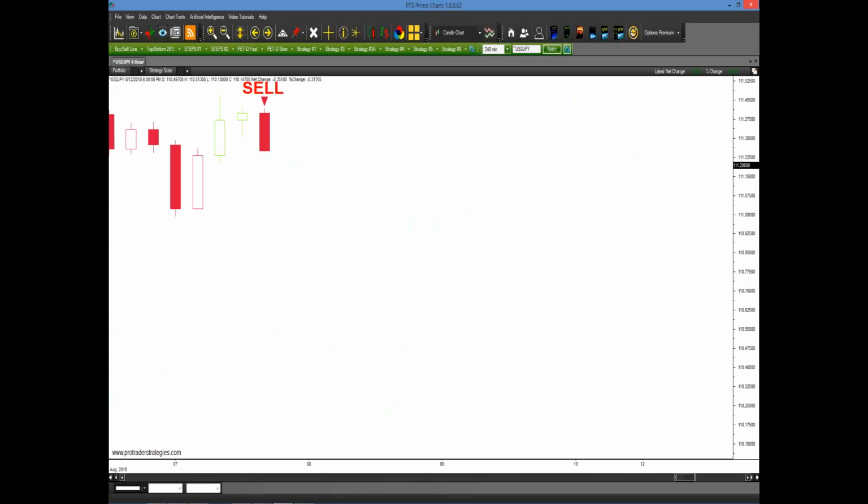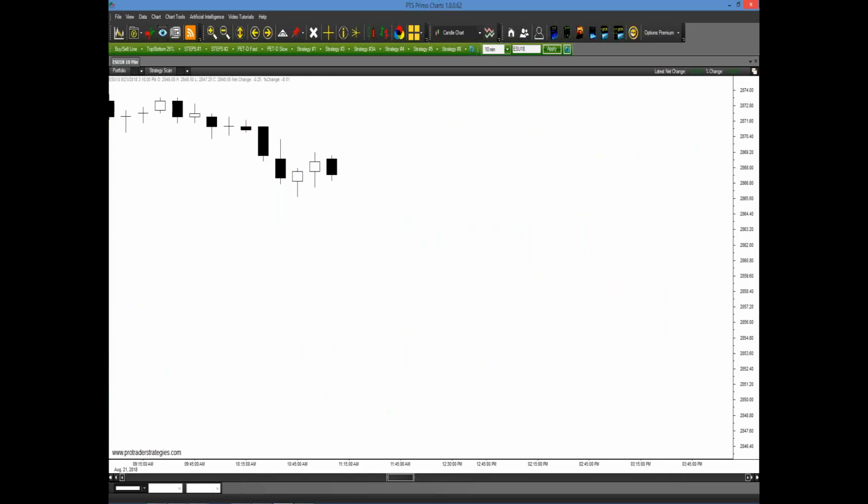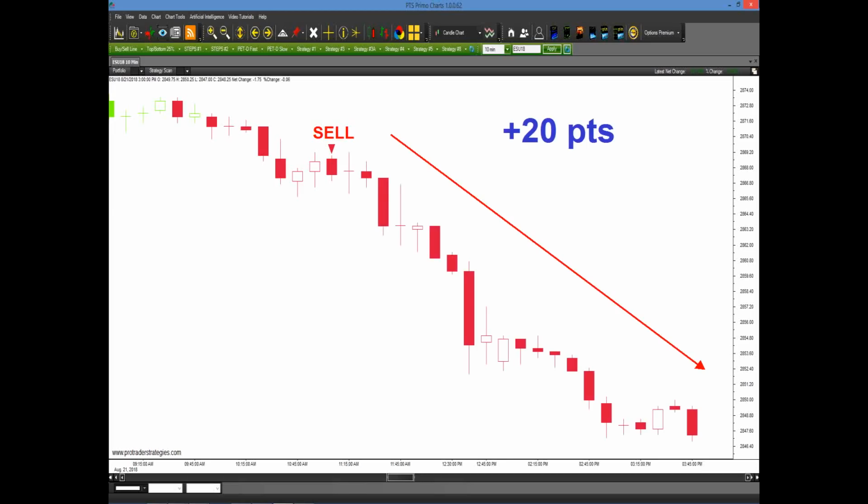All right. How about a 4-hour scan? You can scan intraday as well. Here was a sell signal, a 4-hour sell signal using our candlestick combination in the dollar yen. 100 pips in the next 2 or 3 hours. If you trade the E-mini futures, here's a 10-minute chart of the E-mini. You apply the PET D, you scan for strategy number 5 setups, and there was a sell setup. It was confirmed by the PET D. 20 points in the next couple of hours. That's $1,000 potentially you could have captured per contract, and you could have scanned for that.